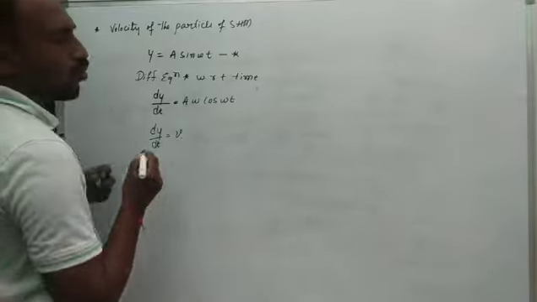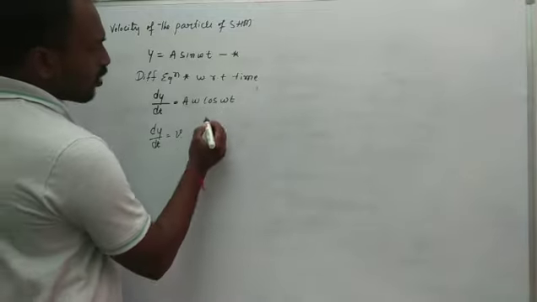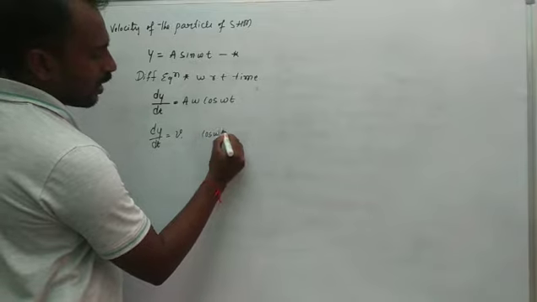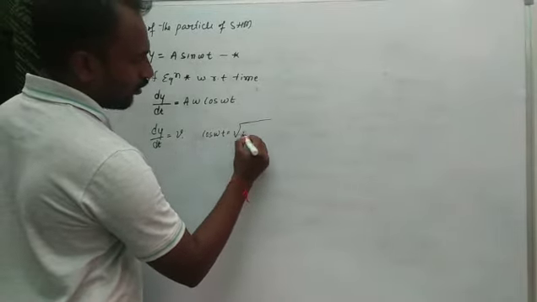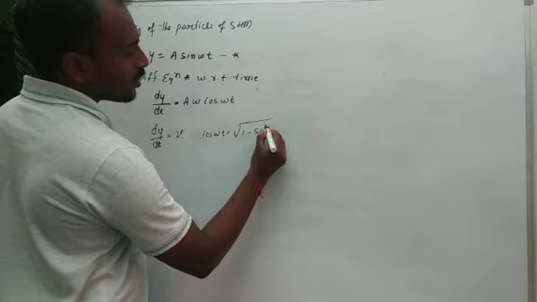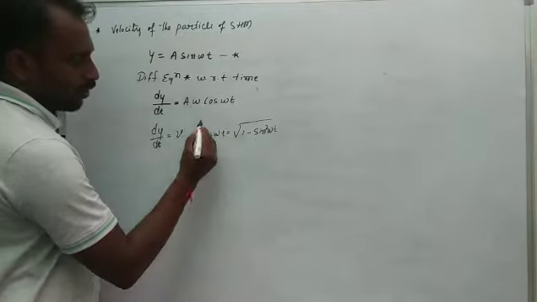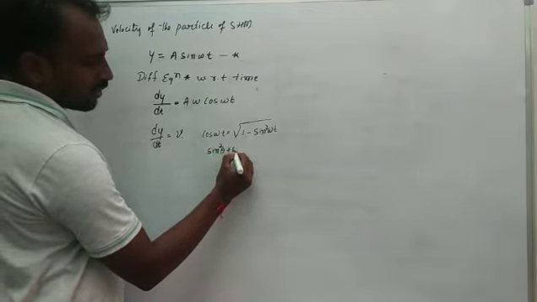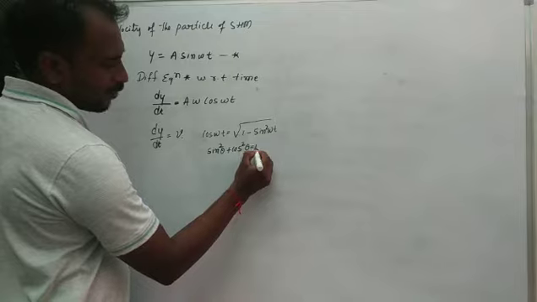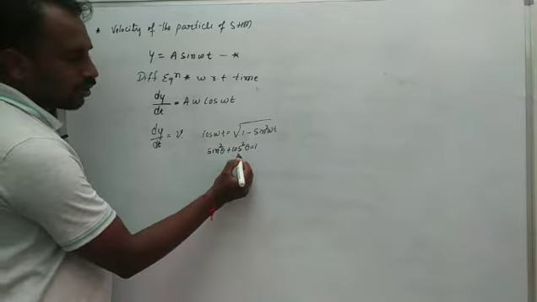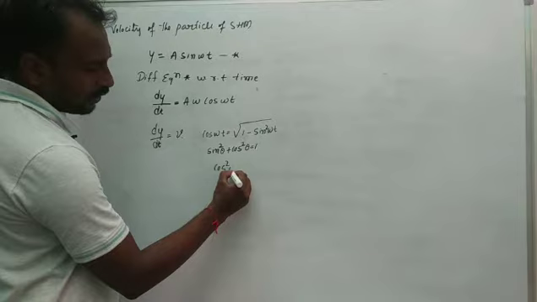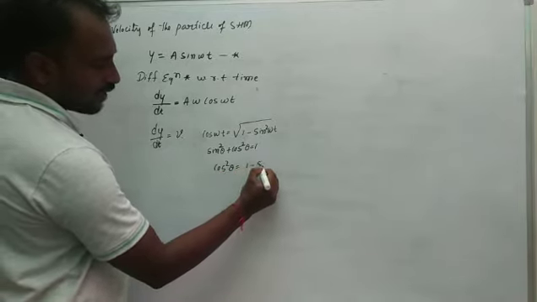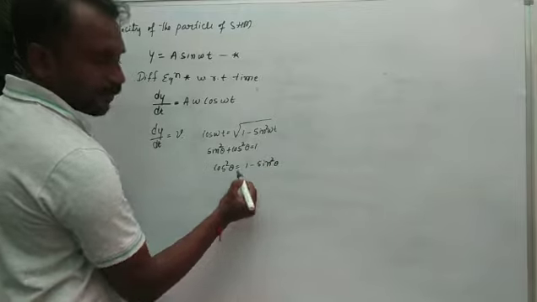Another one, cos omega t. This cos omega t we can write as the whole root of 1 minus sine square omega t. Why? Because sine square theta plus cos square theta is equal to 1, and here we want cos square theta, which is equal to 1 minus sine square theta.